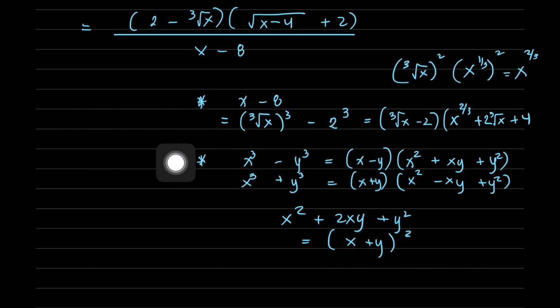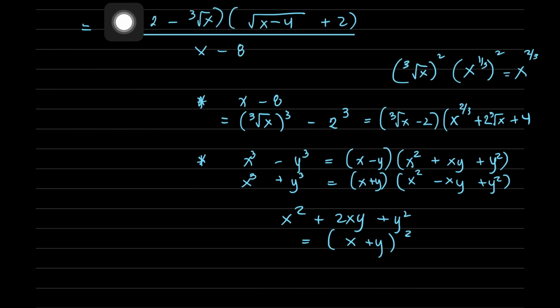All right, so let me just repeat it again if you were not able to follow. So x minus 8 can be written as cube root of x raised to 3 minus 2 raised to 3. All right, why did I do this? Because our aim here is to cancel out. Right?